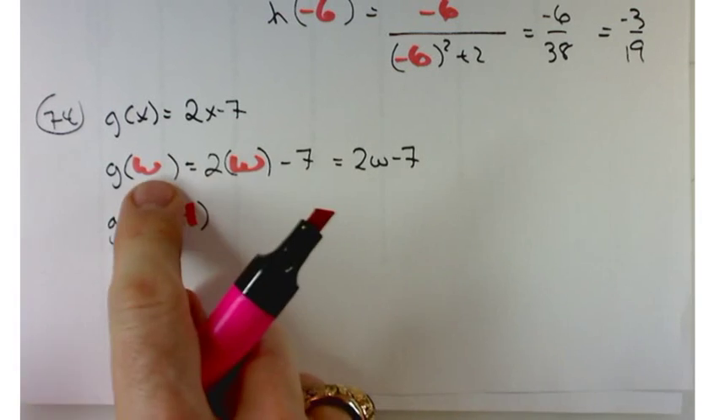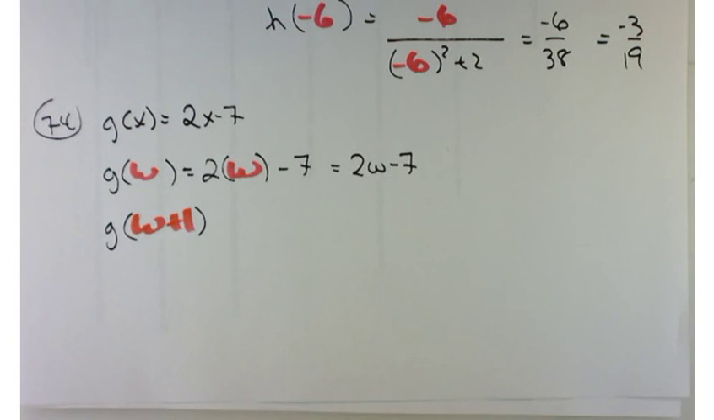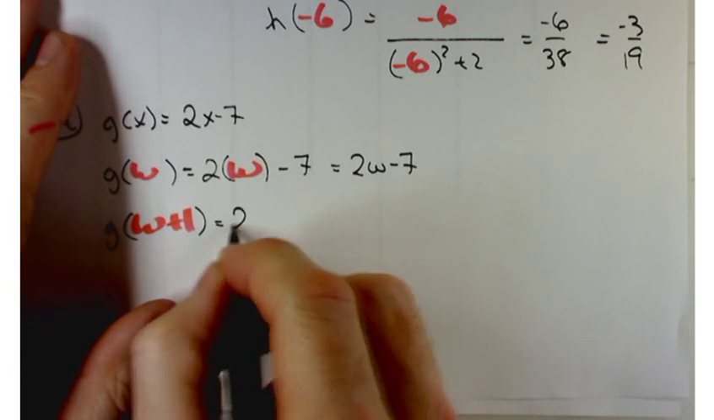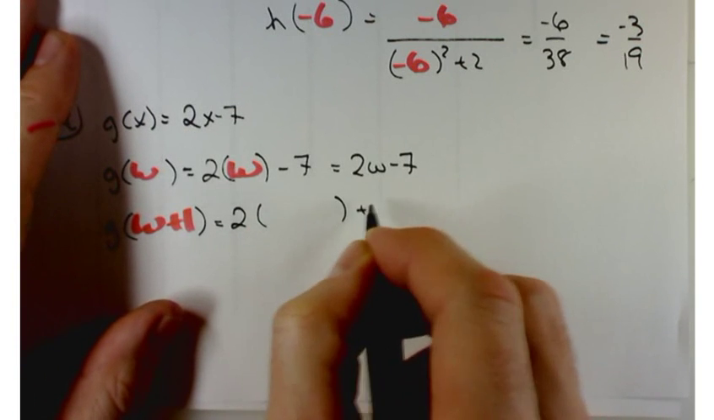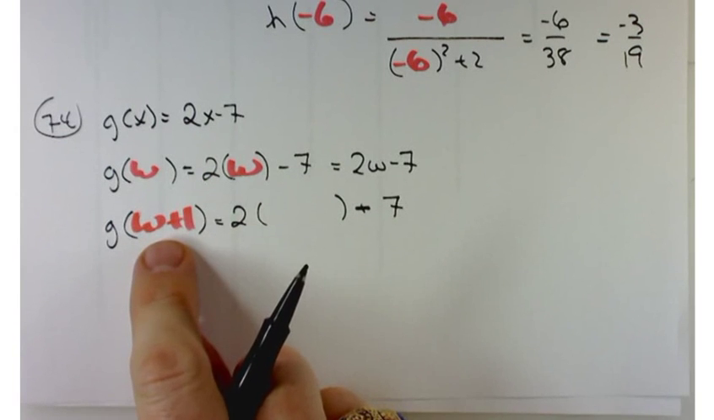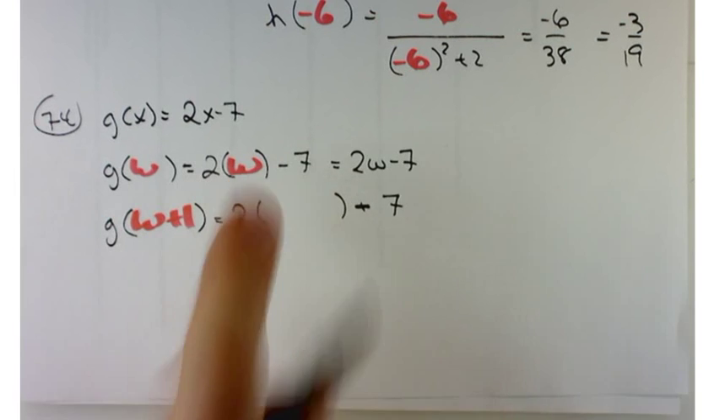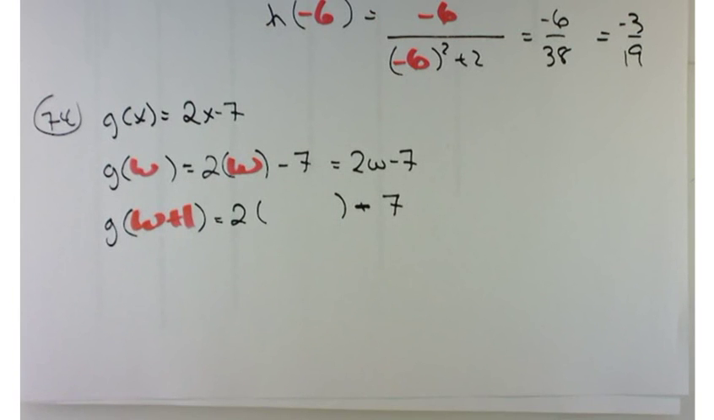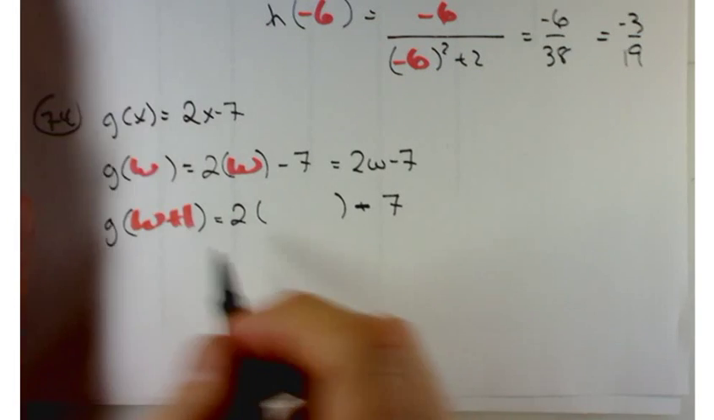So instead of plugging in a number, we're now plugging in expressions. Let's look at g of w plus 1. It's going to be the same kind of idea. You can write your function with some empty parentheses and then go fill in those empty parentheses. So I'm putting those empty parentheses where the x was. Let's fill in w plus 1.